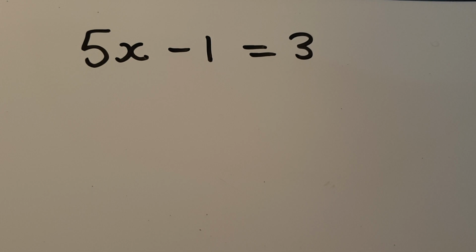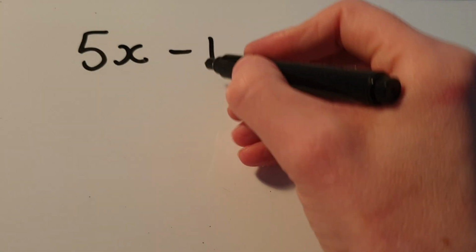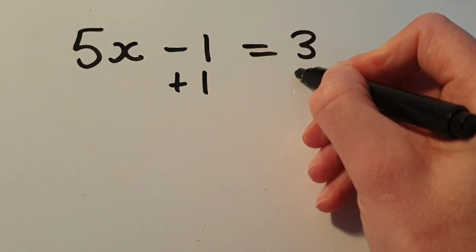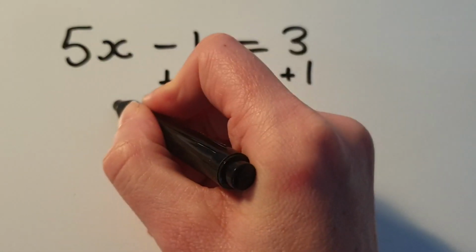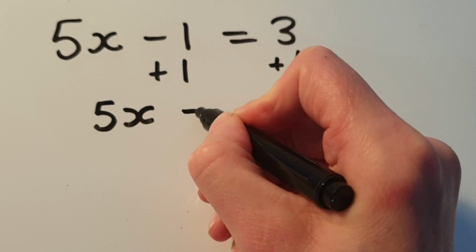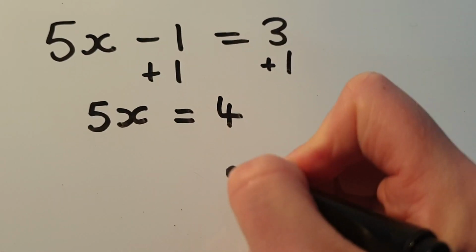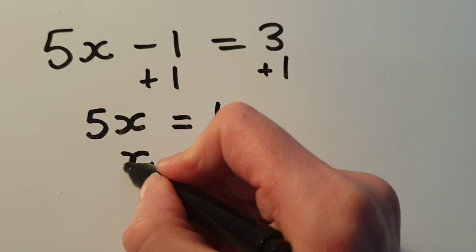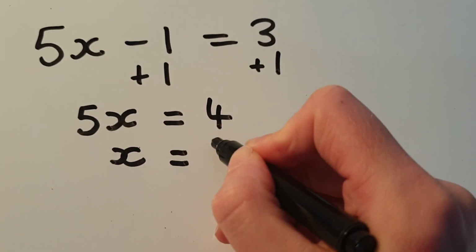On this one, we want to eliminate the minus 1. So we're going to add 1 to both sides. So we've still got the 5x on the left-hand side. The 1's have cancelled. And now we've got 4 on the right-hand side. And to find 1x, we need to divide by 5.